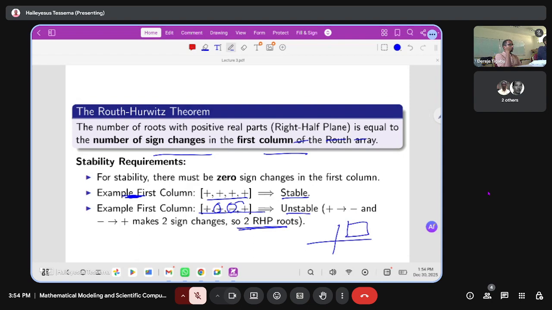There are two eigenvalues that lie in the right half plane of the xy plane, which means the equilibrium point is not stable. The equilibrium point is not stable.